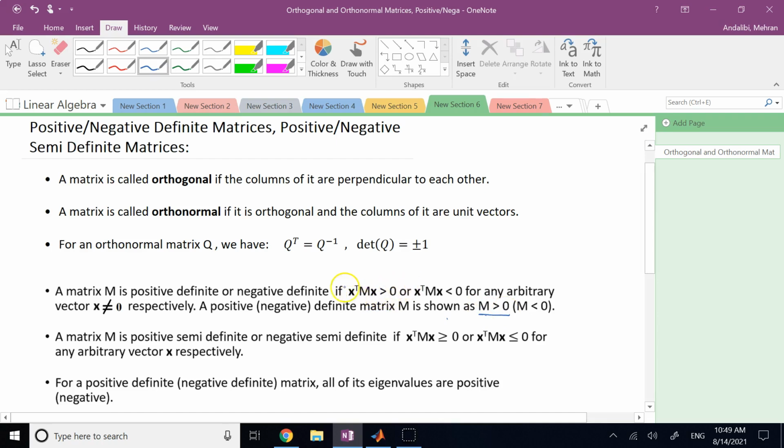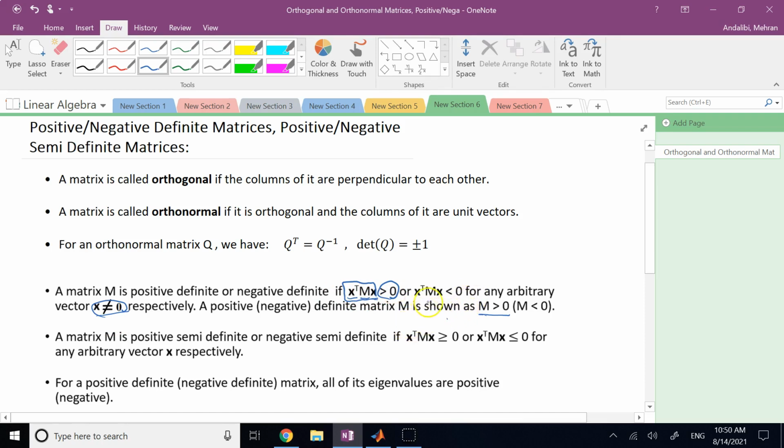So a matrix is called positive definite, and it's also shown by M bigger than 0, when I have a vector x which is not equal to 0, so my vector x is not a zero vector, and I multiply the transpose of x by M by x. The result is a scalar, and that scalar is always positive, for any values that I choose for the entries of x, as long as they are not all 0. Regardless of what I choose for x, as long as they are real numbers, if the result of x transpose M x is positive, then we call the matrix positive definite.